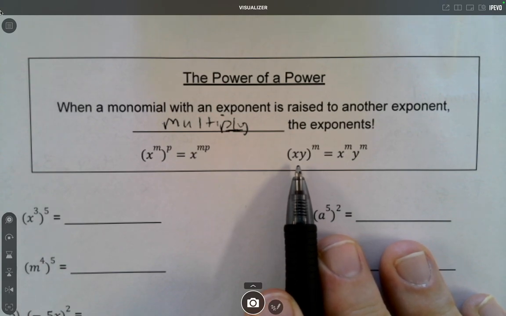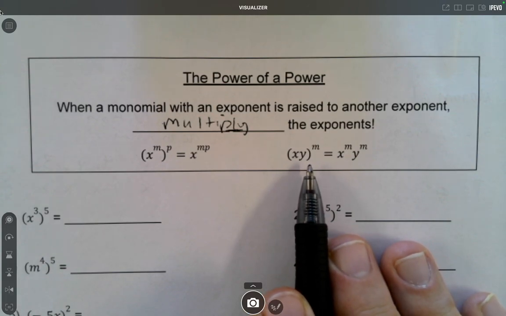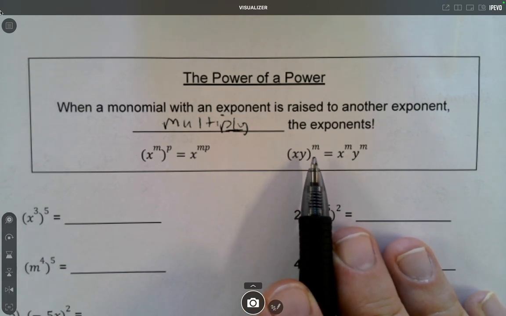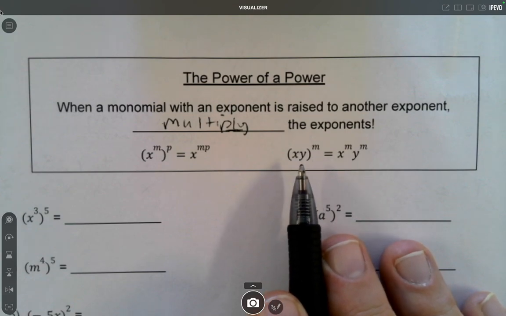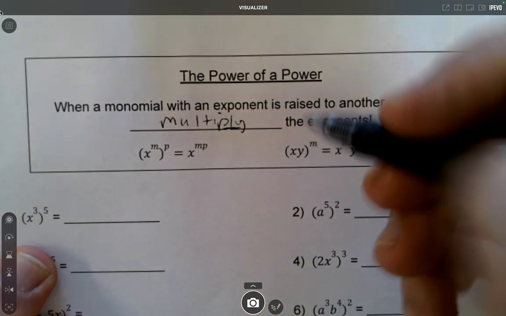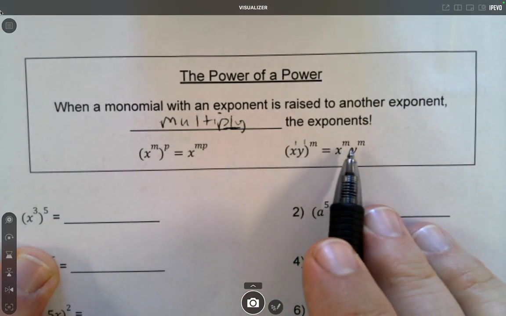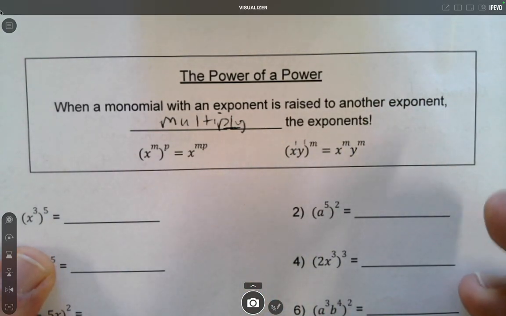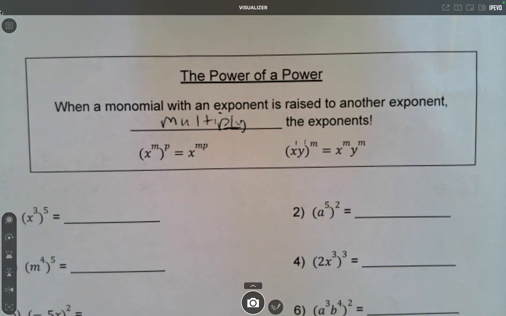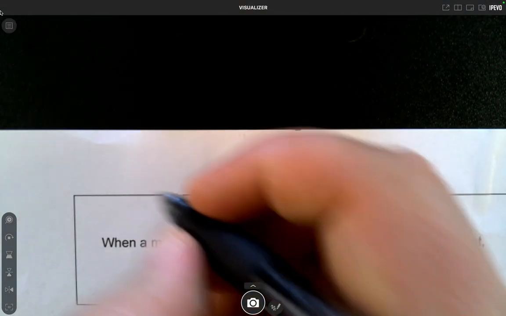Or, if you have 2 different bases inside of parentheses, then the exponent on the outside applies to both of them. And really we're still multiplying, because that's x to the first and y to the first. So 1 times m is m, 1 times m is m. And I want to briefly try to show you why this works this way.